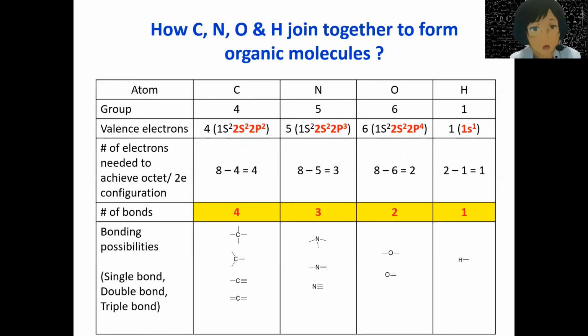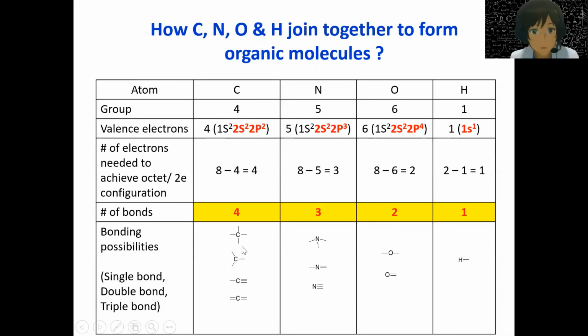So what will be the number of electrons needed to achieve the octet or the 2 electron configuration? So we need to have 8 minus 4. Carbon needs 4 more electrons to achieve the stable octet configuration. Nitrogen needs 3. Oxygen needs 2. And hydrogen just needs another electron to achieve the 2 electron configuration. So the number of bonds carbon can form will be 4 bonds, nitrogen 3 bonds, oxygen 2 bonds, and 1 bond for hydrogen. Okay, and thus what are the bonding possibilities?